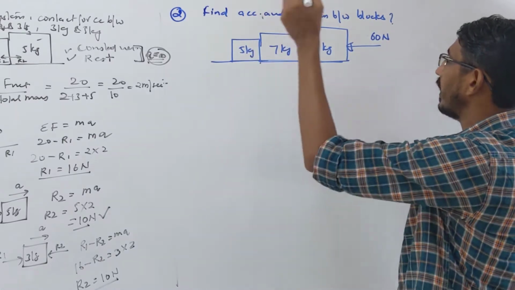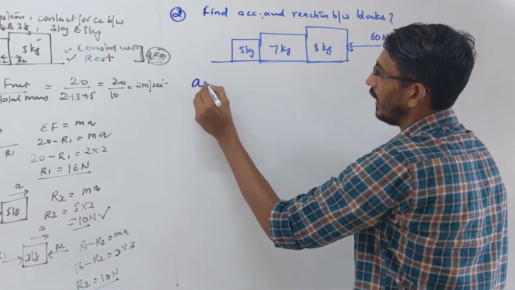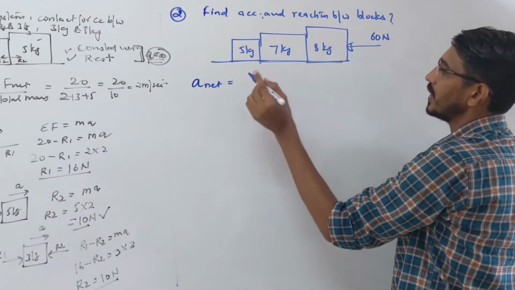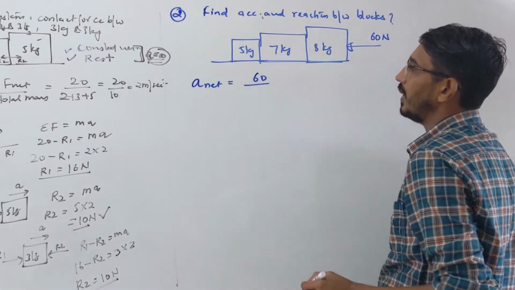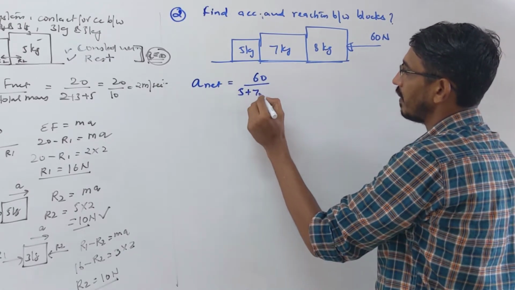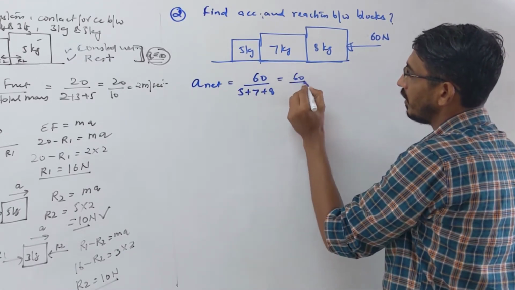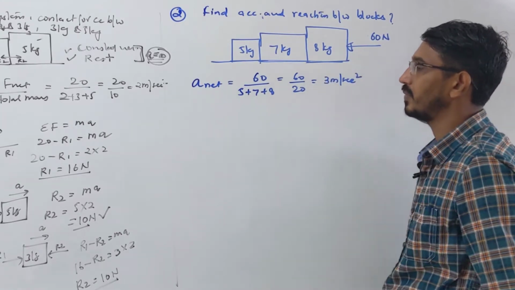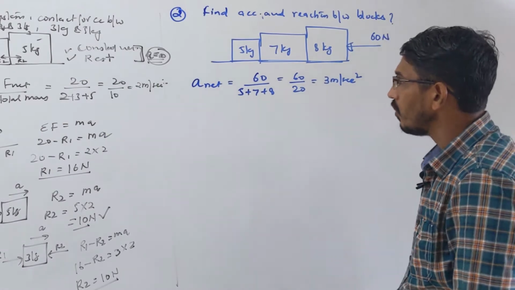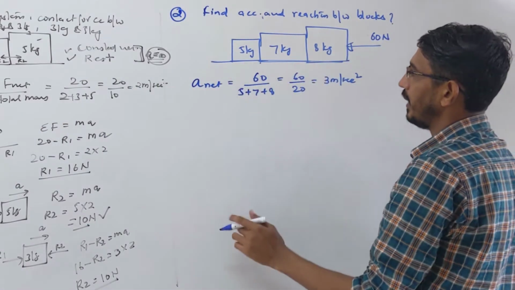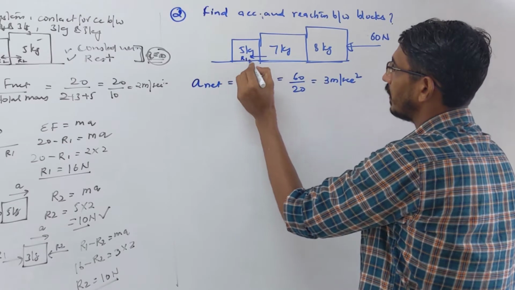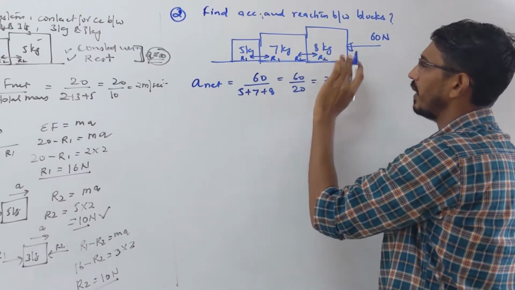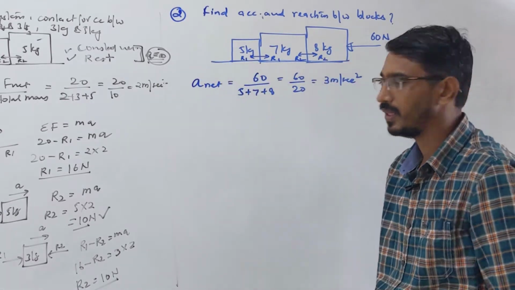Okay, let's find the acceleration of the system. Acceleration of the system will be net force by total mass. Net force, again 16 Newton given, by total mass, which is 5 plus 7 plus 8, so 60 by 20, that becomes 3 meter per second square. Now once you find acceleration, you have to take FBD. So the reaction here you can call R1, and the equal and opposite reaction R2. You can give any name, it does not matter.